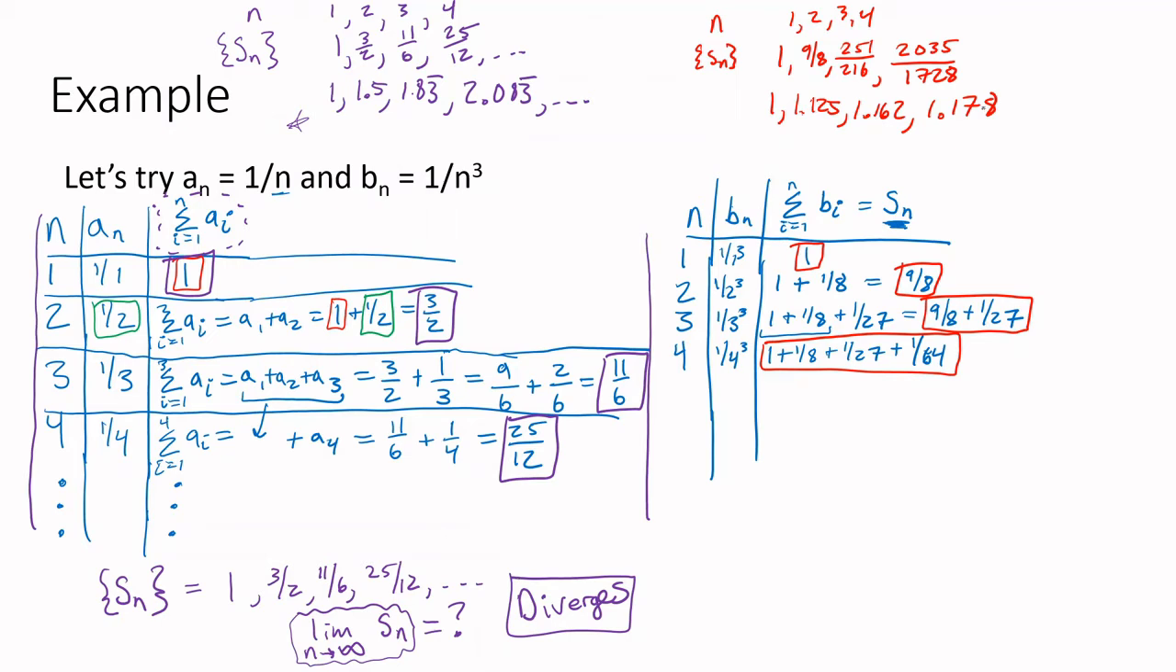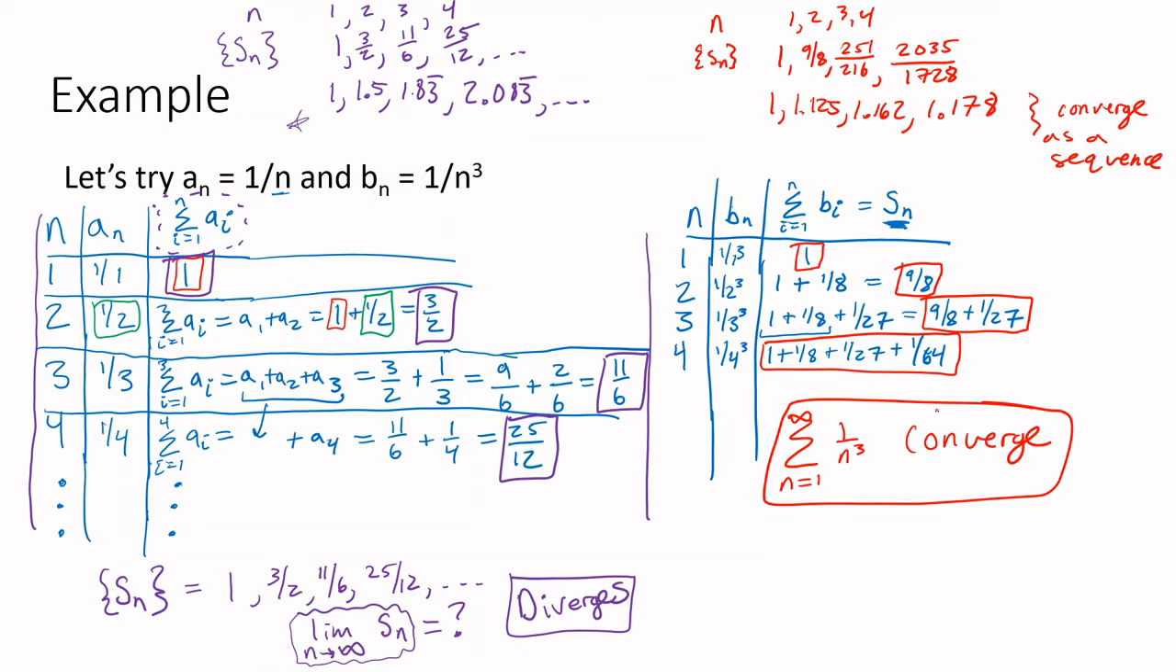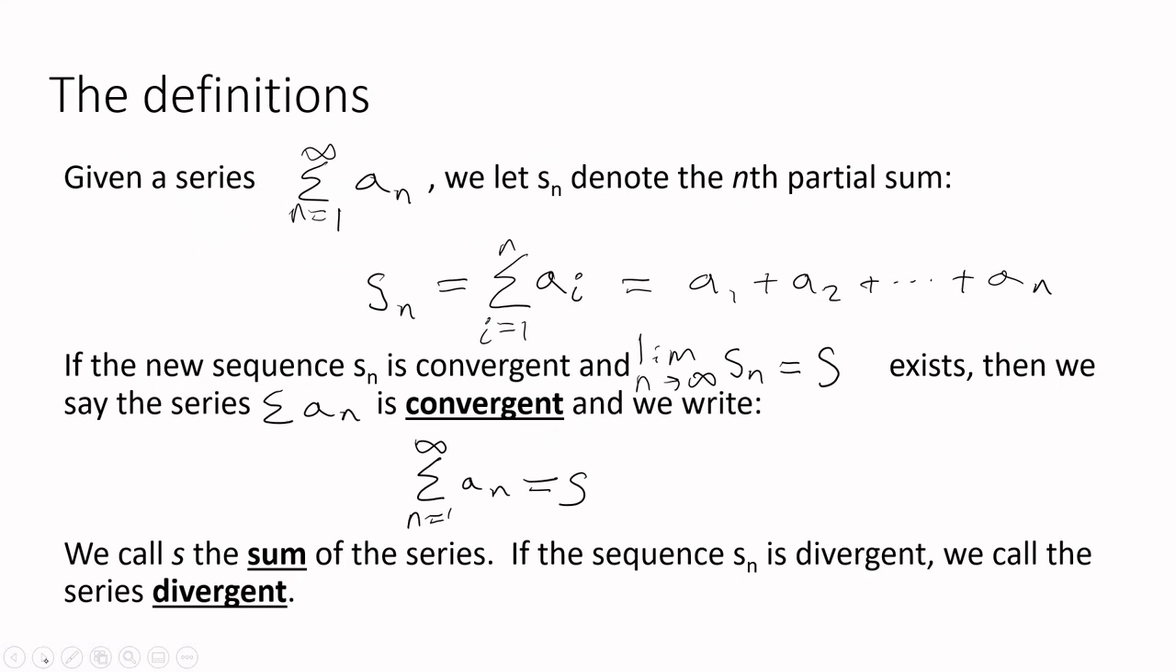In this example here, and again, I'm not showing you anything in terms of a proof, this one will converge. So that means this sequence here that we've created will converge as a sequence, which means then that this series will converge. So this is going to converge, this first one's going to diverge. Okay, so let's get these definitions down.